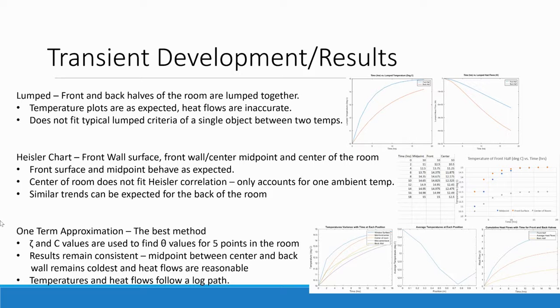We found the one-term approximation to be the best method. Zeta and C values were used to find theta values for 5 points in the room, and results remained consistent on the logarithmic path for temperatures and heat flows.